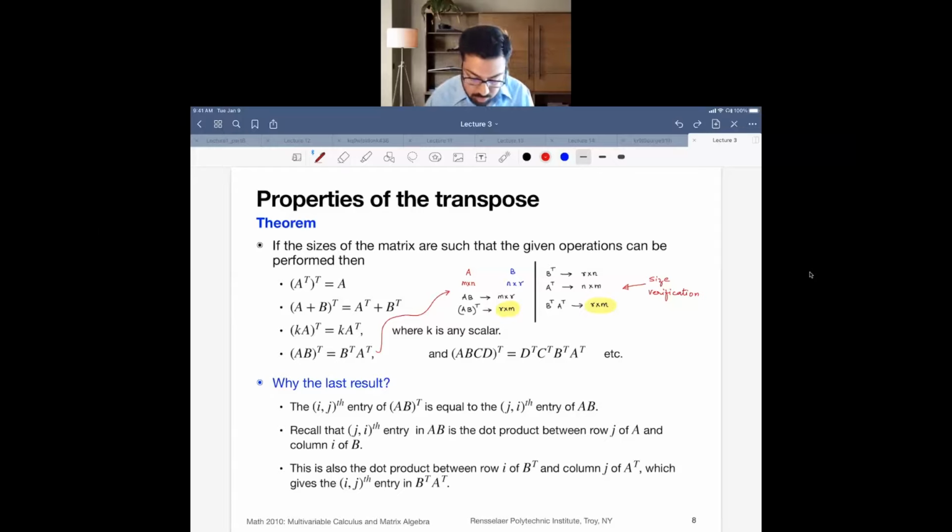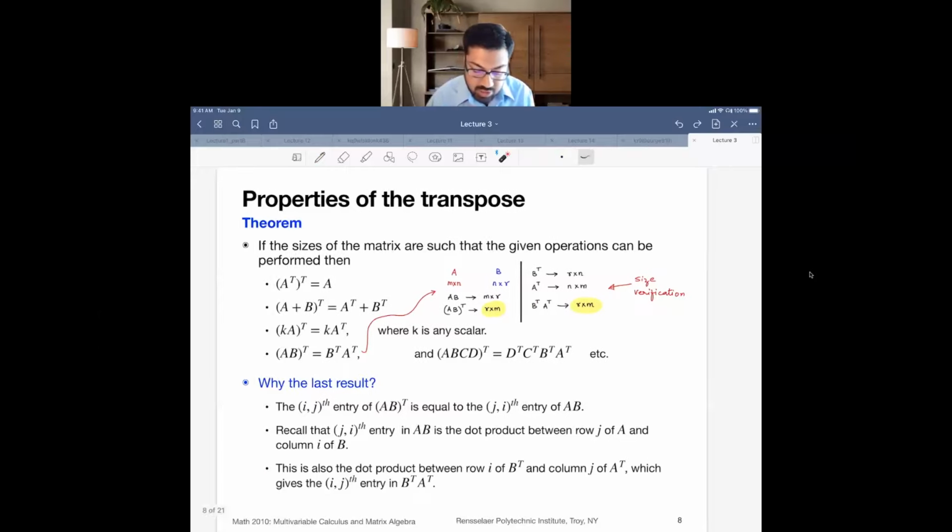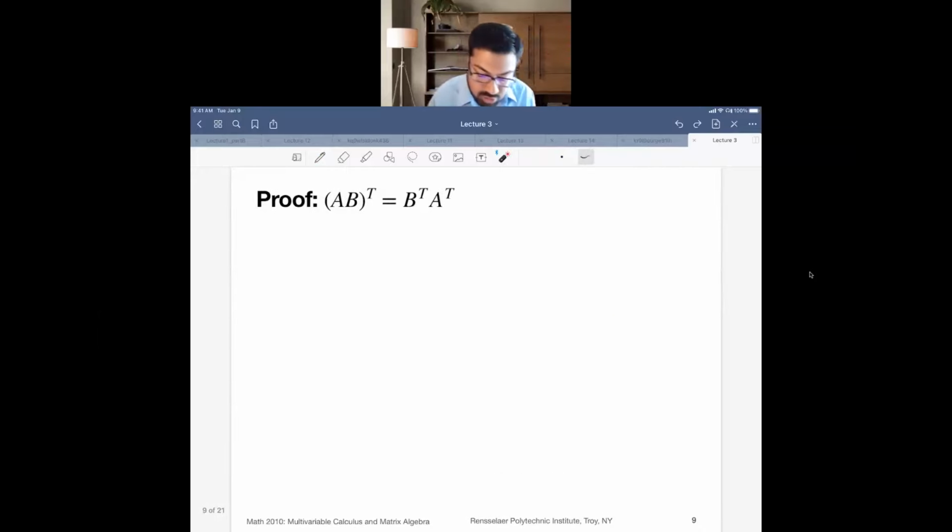So I have a few statements written over here, but instead of reading through the statements, let's actually try to prove it out. I'm going to try to prove that the property (AB) transpose is the same as B transpose multiplied by A transpose. So for this, I will start off with some matrix A, and I will say A is a matrix here of M rows and R columns.